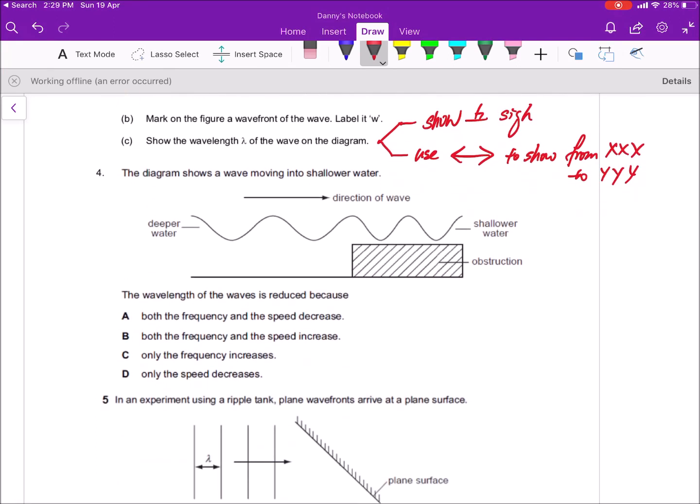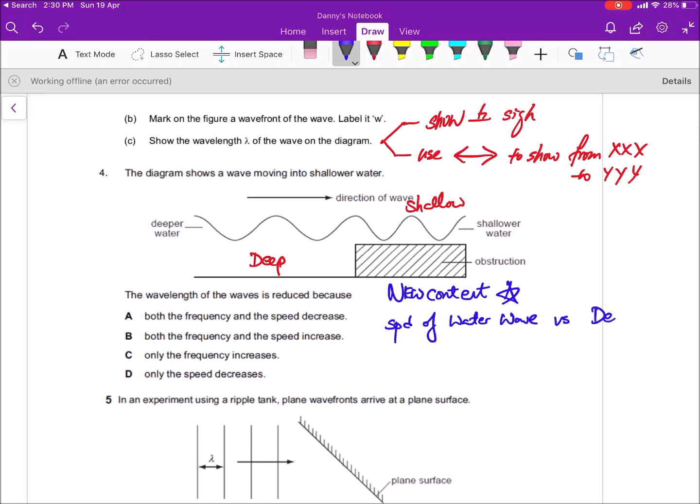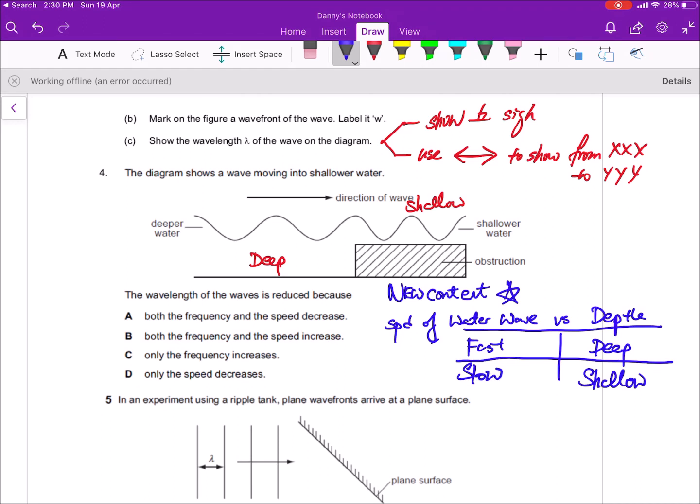Okay, for question 4, you will see water going through a change of depth, right? Down here it is deep, down here is shallow. Okay, down here there is a new content you need to know. The new content is that you do not need to know the explanation, but you need to know its behavior. That is your speed of water wave versus the depth. There's a relationship to it. So if the depth is deep, then the speed will be fast. And if the depth is shallow, then it will be slow. So you don't need to know why, but you need to know this relationship.